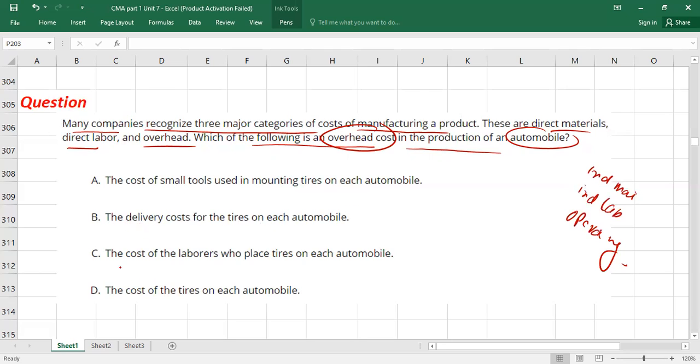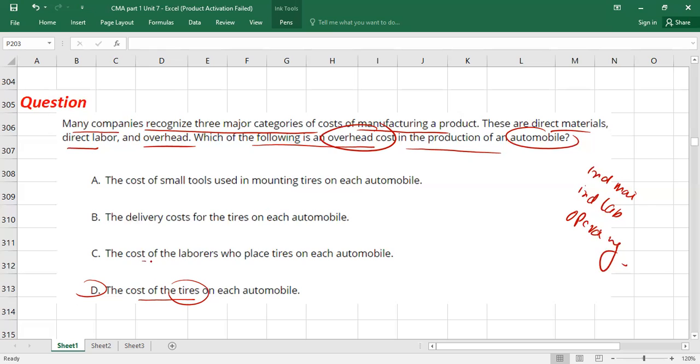Okay, I'm going to read in the reverse order. The cost of the tires. Tire is your material, and tire is direct material. Don't say in automobile you cannot say tire is not identifiable. It's not the major part, and it's not the major cost. No, it is direct material. So it is not the overhead.